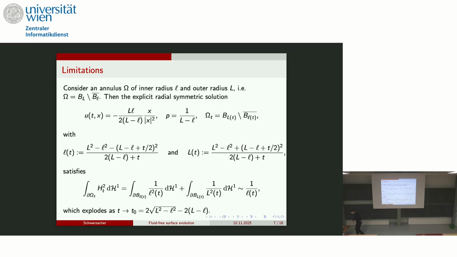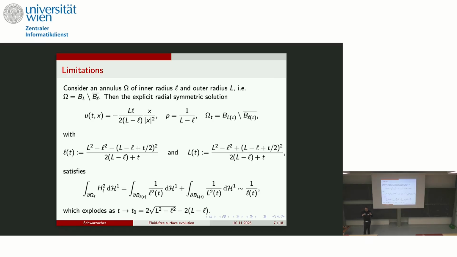And this explodes, so essentially, in such a configuration you can also have a singularity. This means it cannot hold for arbitrary situations. Some condition is necessary to be able to get these higher order estimates. And somehow the question is: is this the only thing that can happen, or can there be more complicated things?